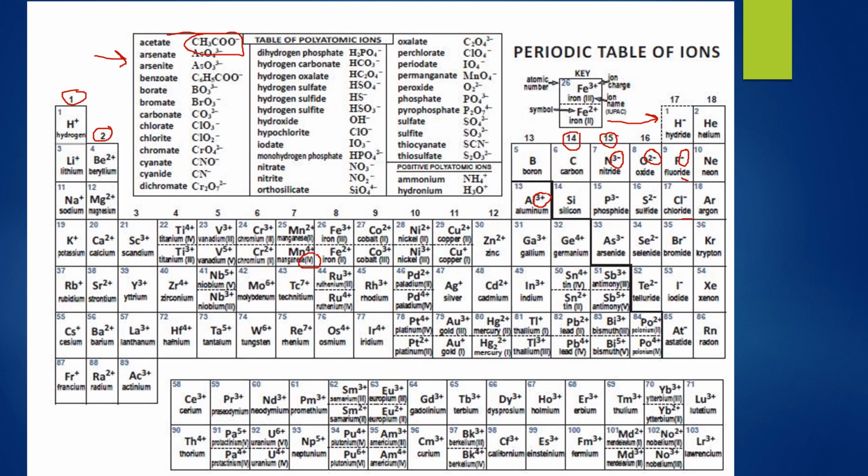Okay? So what happens for an ionic bond is you have a metal over on this side forming a bond with a nonmetal over on this side. The metals give up their electrons and the nonmetals take electrons.